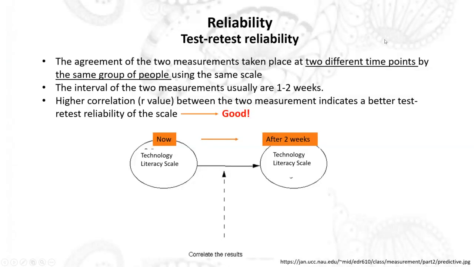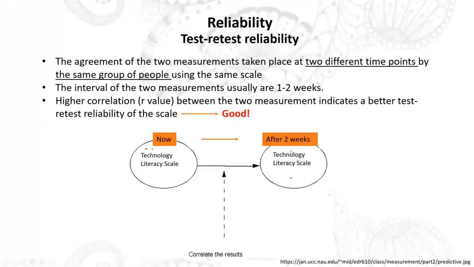For test-retest reliability, as the term suggests, we do the test twice at 2 different time points by the same group of people. Usually, the interval between the 2 measurements is 1 to 2 weeks. It seldom takes longer than 2 weeks, because beyond 2 weeks, there may be other factors that will affect the subjects and make them give a different score. So we usually don't extend the time to more than 2 weeks.